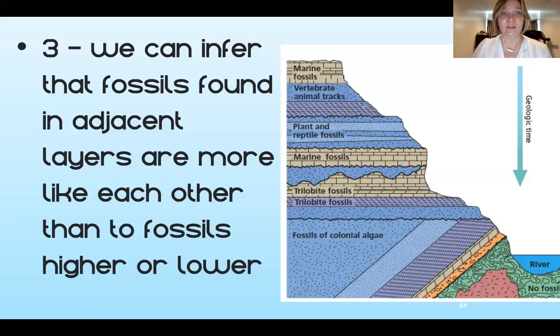And 3, we can infer that fossils found in adjacent layers are more like each other than fossils higher or lower. So the closer they are together in the strata, probably the more similar they are. The further apart you get, the more different they are. And of course, that's because organisms change over time. So the further away that they are, the more time has passed, which means the more they have changed.